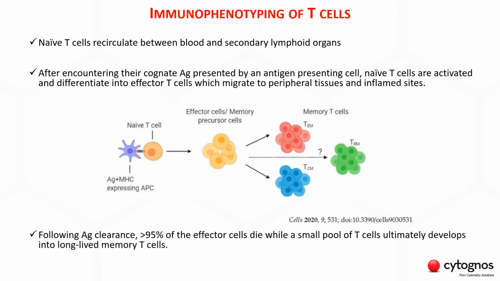So let's start with a quick overview of the memory generation process in T cells. In homeostasis, naive T cells that egress from the thymus recirculate between blood and secondary lymphoid organs, such as the spleen or the lymph nodes. But upon recognition of their cognate antigen presented by the antigen-presenting cell, the naive T cells get activated and differentiate into effector T cells, which are going to migrate to peripheral or inflamed tissues, and they are going to collaborate with other immune cells until the antigen is cleared. After clearing of this antigen, most of the effector cells undergo apoptosis. However, a small pool of T cells turn into long-lived memory T cells.